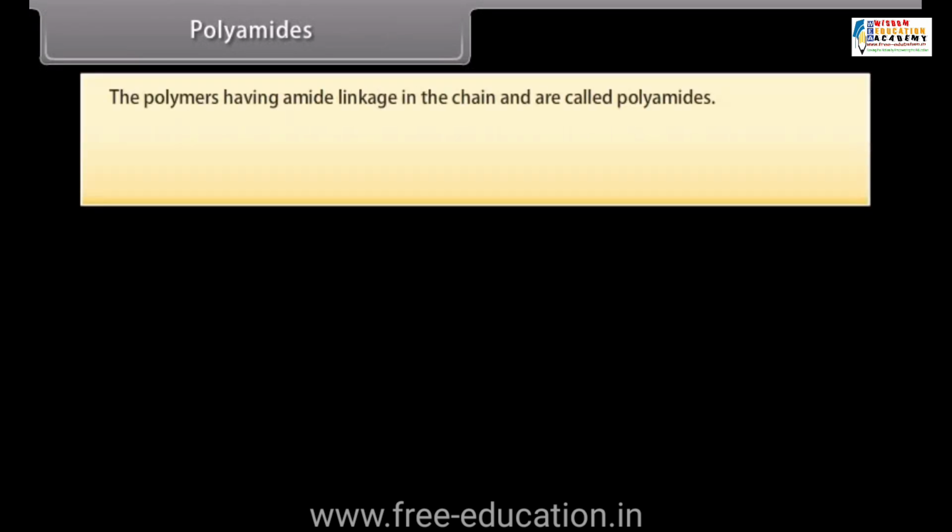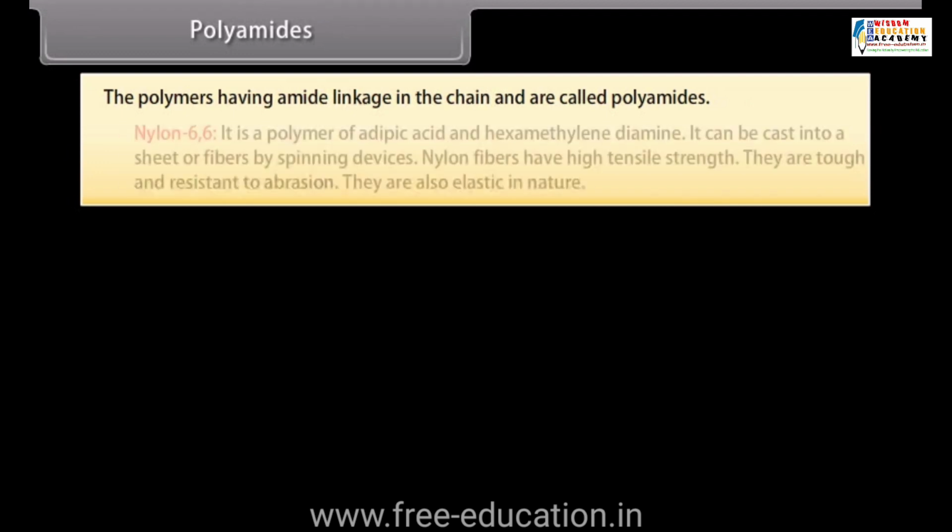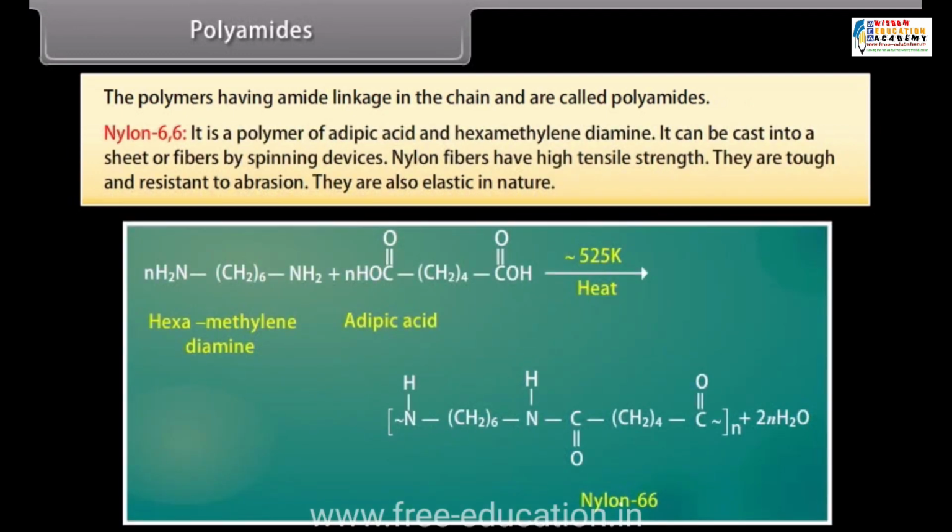Polyamides. The polymers having amide linkage in the chain are called polyamides. Nylon 66. It is a polymer of adipic acid and hexamethylene diamine. It can be cast into a sheet or fibers by spinning devices. Nylon fibers have high tensile strength. They are tough and resistant to abrasion. They are also elastic in nature.